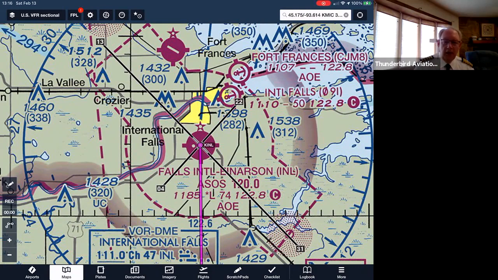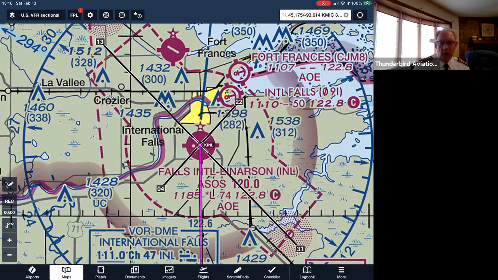So to get into International Falls, we're going to need a 1,000-foot ceiling to take off and land there. Otherwise, 3 miles visibility and 1,000 feet above, 500 feet below, and 2,000 feet horizontal in order to be able to maintain VFR in this airspace. So could we fly into here with 2 miles visibility and land?